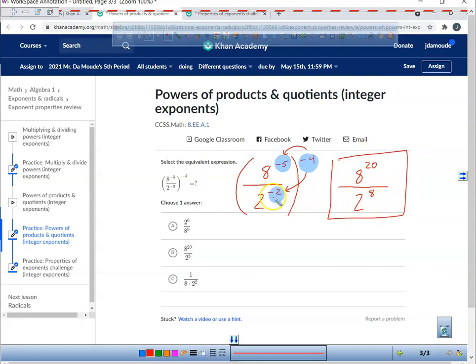These are equivalent expressions. Does everybody see? It says choose how many answers? 1. So 8 to the power of 20, 2 to the power of 8, right there. That's going to be the answer that I choose. So what am I doing right now? Just multiplying my power to a power. That's called the power property.